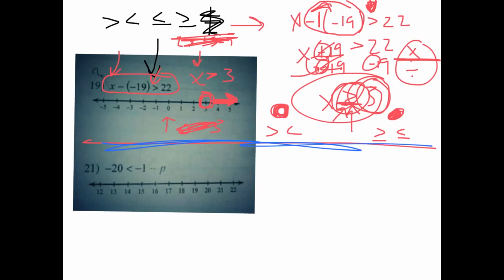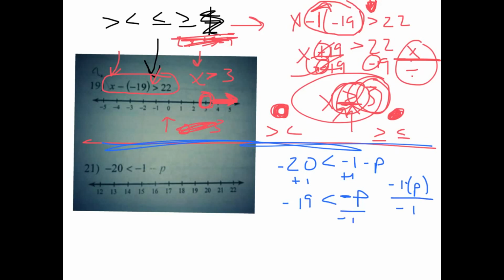Okay, same thing here. We got -20 less than -1 minus p. All right, we got to get p by itself. Okay, so we're going to add 1 to both sides. So it'll be -19. And then we got negative p. Uh-oh, here's where that switcheroo comes in. Negative p is essentially saying -1 times p. What do we do to get rid of a -1 times p? Don't say you add 1, you don't. It's -1 multiplied by p. The opposite of multiplication is division. So we divide both sides by -1.